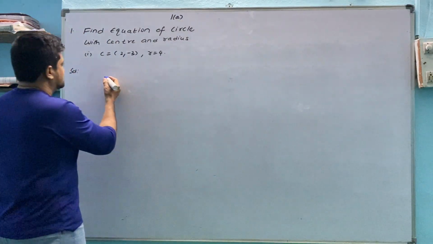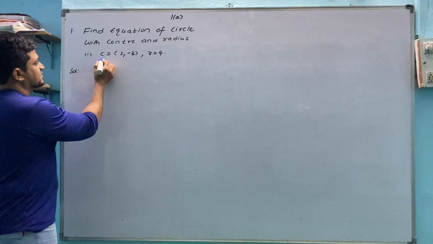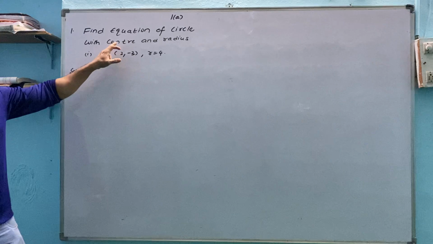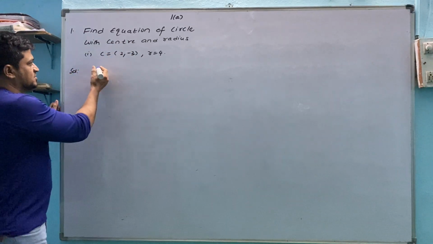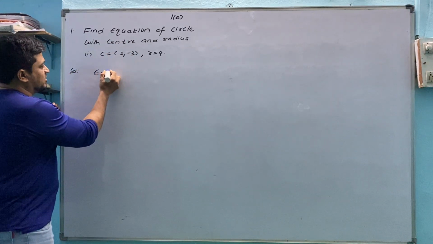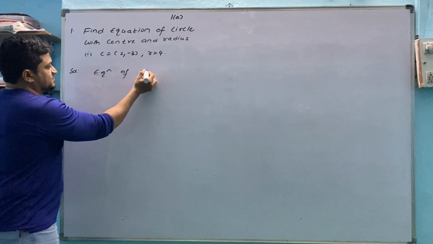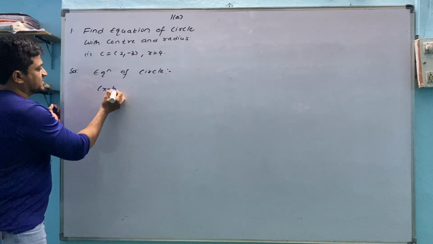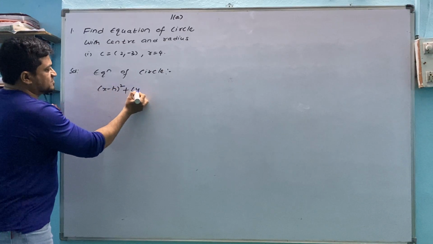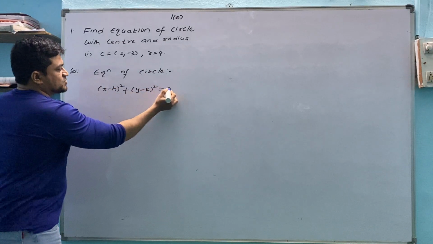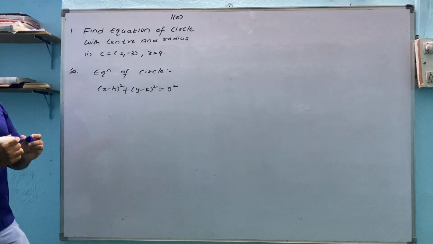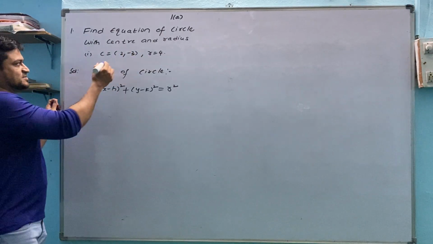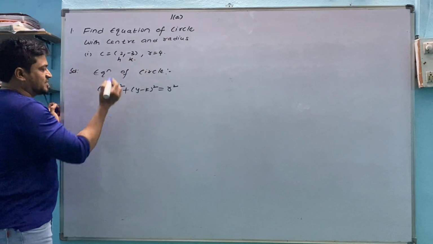Now we discuss some problems based on that. Whenever we need to find the equation of a circle, if the center and radius are given to us, you need to write the formula for that. Equation of circle: x minus h whole square plus y minus k whole square equals r square. Why are we not using the other formula? Because the center and radius are given. So when the center is there, h and k you can consider from it.